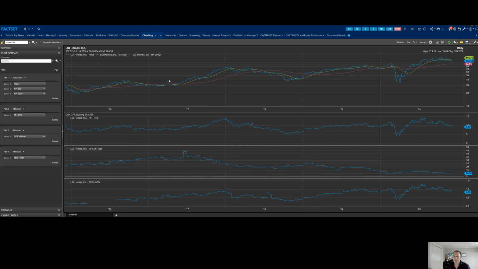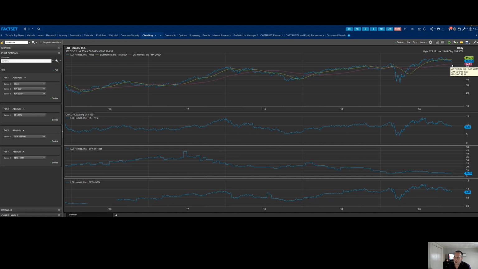Again, this is LGI Homes, a name we've discussed before. Up top here, the blue line is the stock price. The green line up top is the 50-day moving average. It's the average of the 50-day price. And then the purple is the 200-day average. And that's just a measure of reasonability.